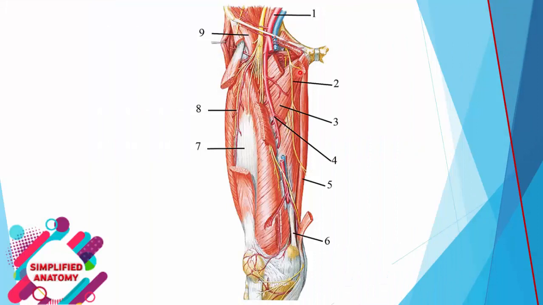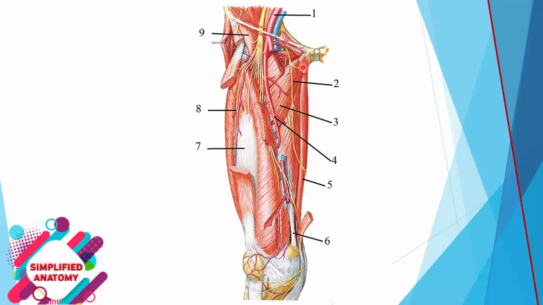The next diagram is an anterior view after removal of the sartorius, removal of the rectus femoris, and removal of the adductor longus muscle. This muscle is sartorius. This muscle which is cut is called rectus femoris. After removal of the rectus femoris you will find number 7, vastus intermedius. This muscle is vastus medialis and this muscle is vastus lateralis.